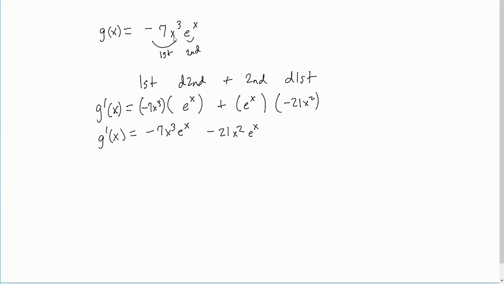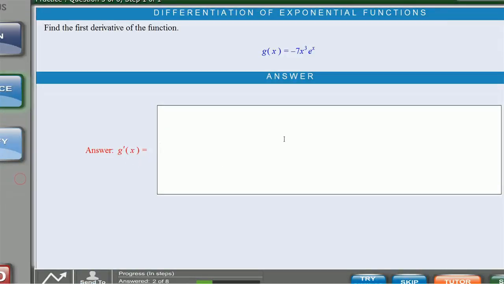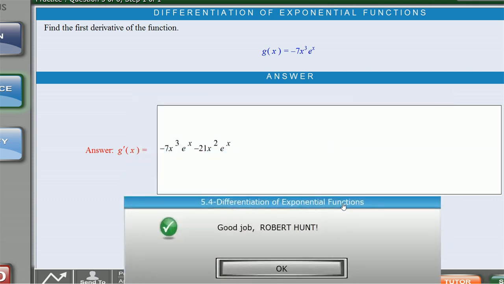But again, it's product rule. First d second plus second d first. When we did d second right there, that was the derivative of e to the x, which is e to the x. So let's put this into our solution box. Negative 7x cubed e to the x minus 21x squared e to the x. There it is.